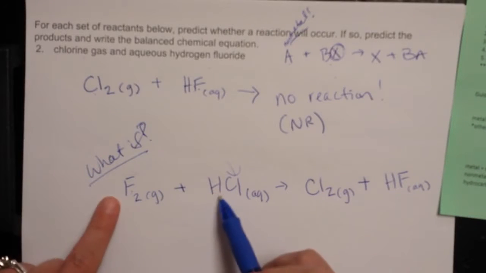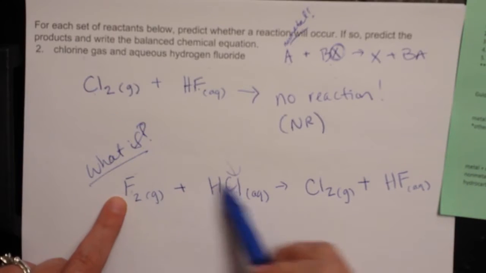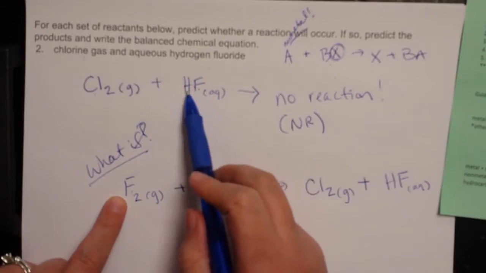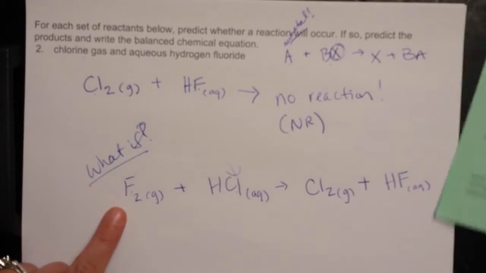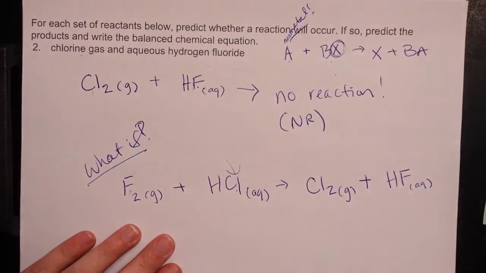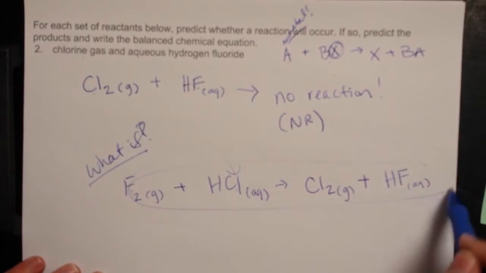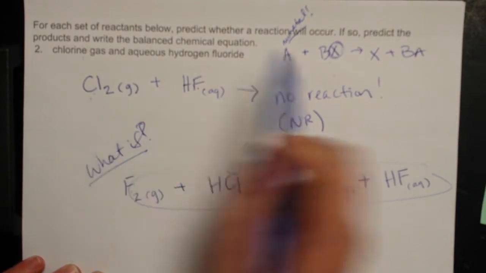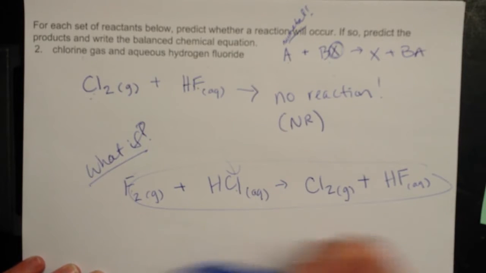See how fluorine really wants to be with hydrogen much more than chlorine due to its reactivity. So we can use that activity series and see that this reaction would occur. However, this cannot go backwards, and the reverse reaction could not happen.